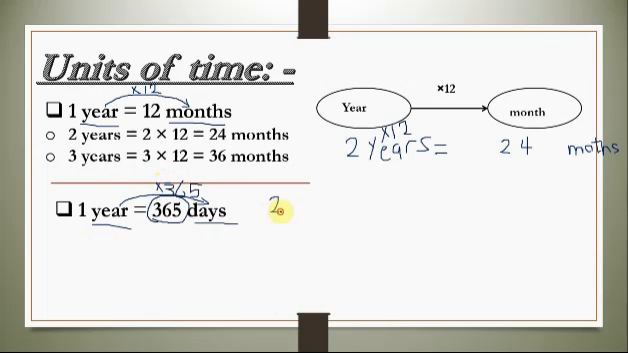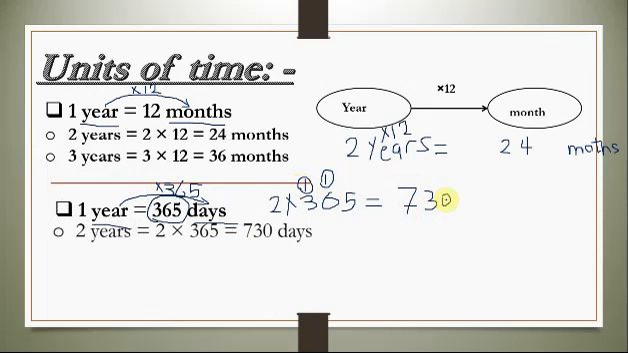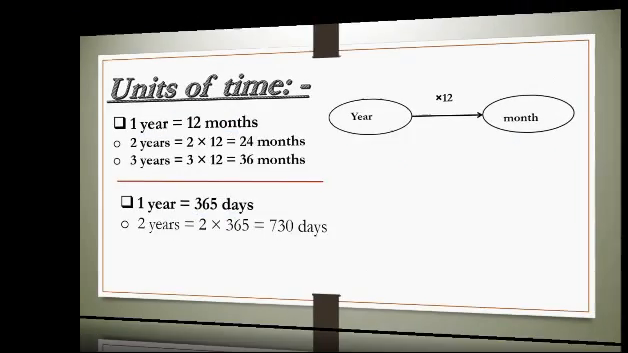Here it is, we can write it like this, 2 times 365. 2 times 5 equals 10, so 0 and carry 1. 2 times 6 equals 12, plus 1 equals 13, so 3 and carry 1. 2 times 3 equals 6, plus 1 equals 7. So 2 years equals 730 days, because it's 2 times 365. Okay, let's move to the next part.